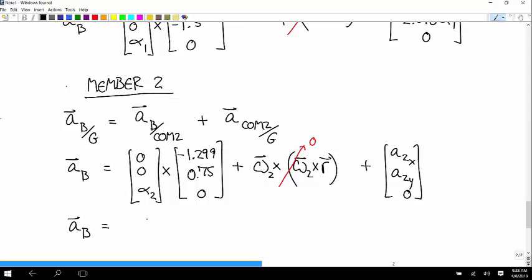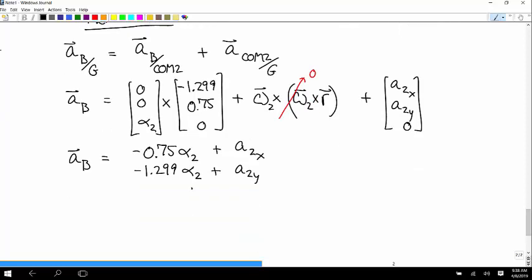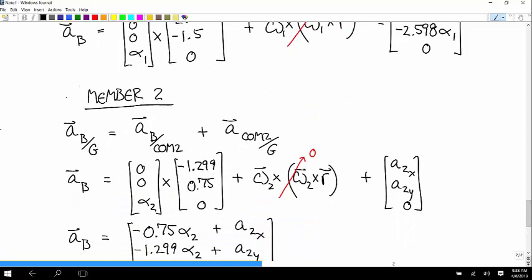And so for the x component, we have negative 0.75 alpha 2 plus A2x. For the y component, we have negative 1.299 alpha 2 plus A2y, and then zeros for z. And now we just set those two equal to each other. This one equals this one, like a long equal sign.